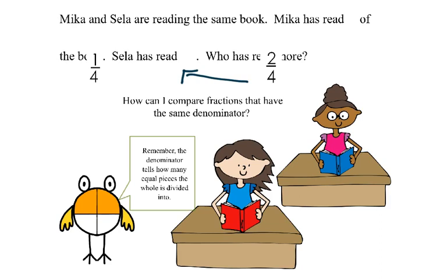How can I compare fractions that have the same denominator? Go ahead, write those fractions down and underline which part is the denominator. If you said 4ths, you are correct. So remember, the denominator tells how many equal pieces the whole is divided into.